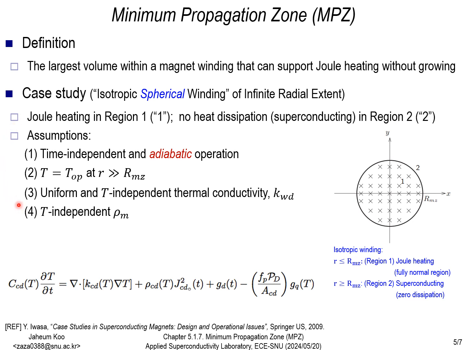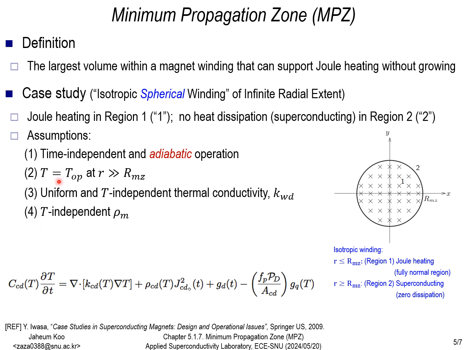First, the magnet is assumed to be in an adiabatic condition, meaning there is no heat exchange with the environment. Second, it is assumed that the radius of the winding is much larger than the radius of the normal zone. This simplifies the geometry and the calculations related to heat distribution.